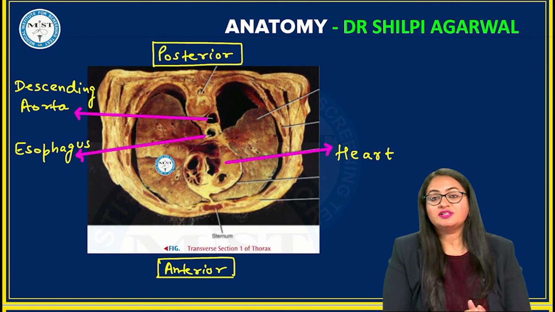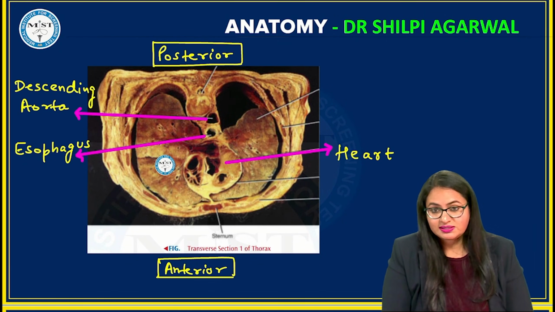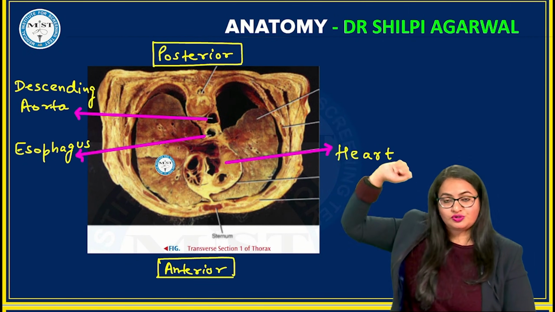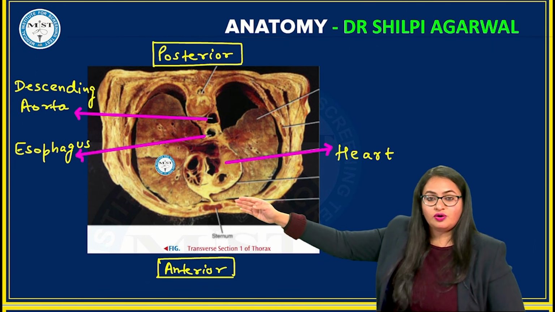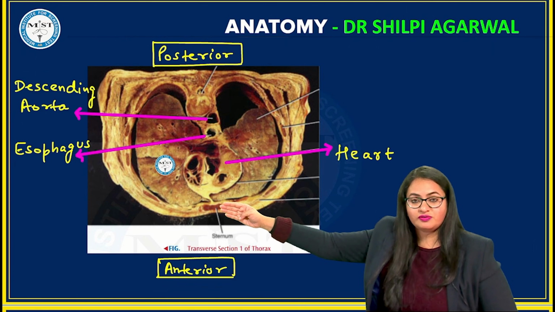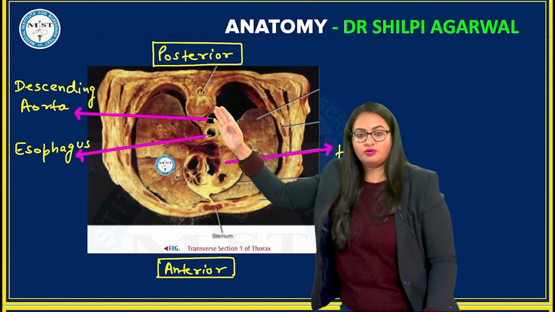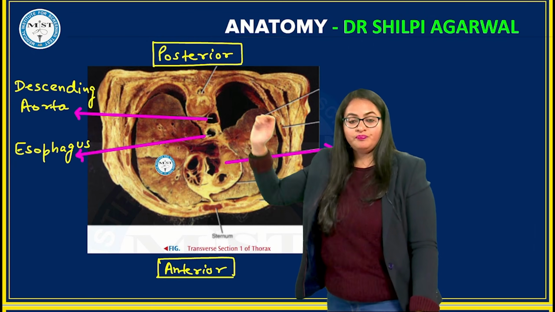Coming to this image, this is a transverse section of the thorax. When you see the transverse section, this is the anterior side, this is the posterior side. How do you decide? Because you see this is a smaller section of the sternum, and over here this is the section of the vertebra. Okay, you can see this is a section of the vertebra.